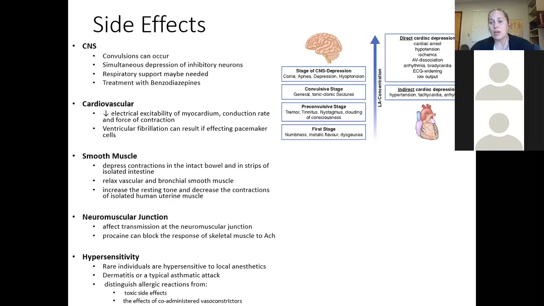because you're blocking those voltage-gated sodium channels. It's going to result in a loss of neurotransmission and that interaction between the peripheral nervous system and your skeletal muscle. Procaine, interestingly, can block the response of skeletal muscle to acetylcholine. So there's an interesting interaction that happens there.